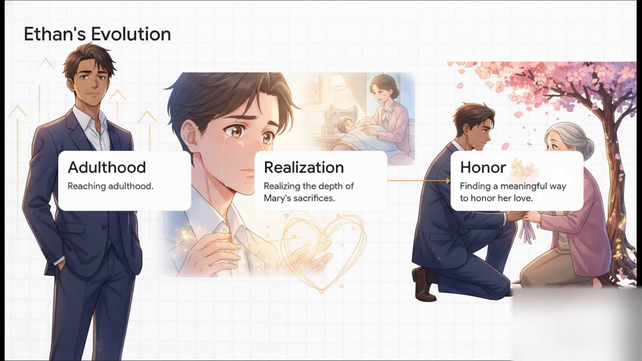We see Ethan's evolution mapped out in 3 very clear steps. First, he reaches adulthood. Second, and this is absolutely the emotional climax of the whole thing, he finally realizes the immense depth of Mary's sacrifices. All those sleepless nights and hardships we discussed earlier, he finally truly understands them. And third, the story finds its resolution as he actively seeks and finds a meaningful way to honor her love.